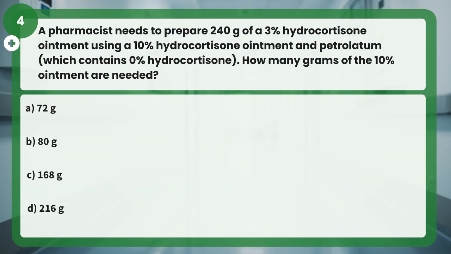Question 4. A pharmacist needs to prepare 240 g of a 3% hydrocortisone ointment using a 10% hydrocortisone ointment and petrolatum, which contains 0% hydrocortisone. How many grams of the 10% ointment are needed? A. 72 g. B. 80 g. C. 168 g. D. 216 g.